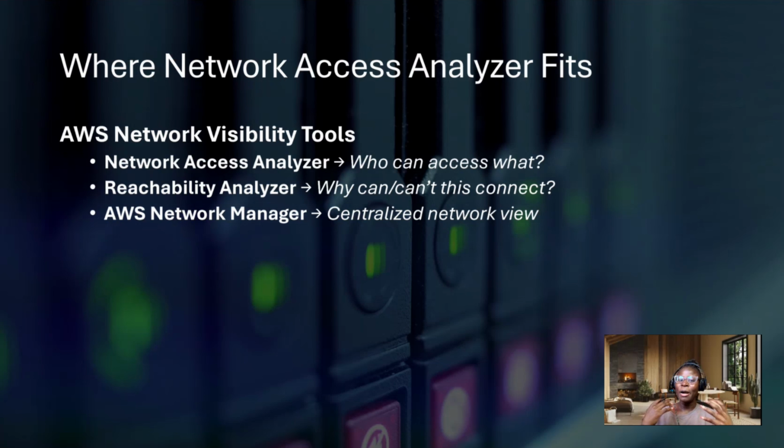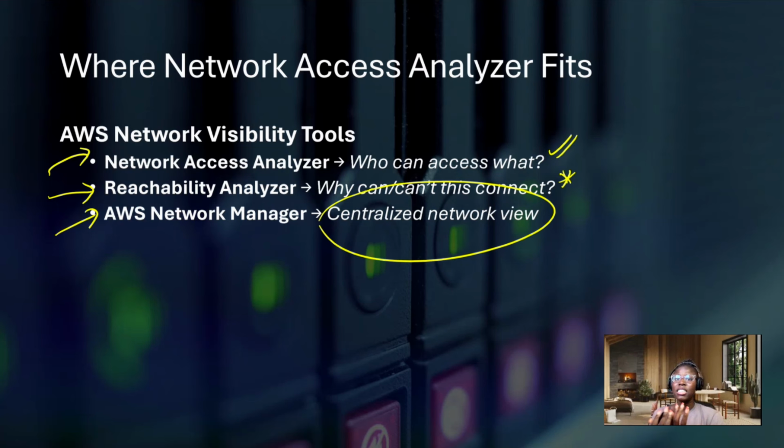With regards to these network visibility tools that I said we are going to talk about, the Network Access Analyzer is more of a preventive and governance focused tool. So who can access what? And then the next one, the Reachability Analyzer, we are trying to answer the question, why can this connect or why can't this connect? So here it's more of a why. And the Network Manager, which will be the last video in this series, is just to get a centralized network view of our architecture. These tools complement each other, but they do answer different questions.